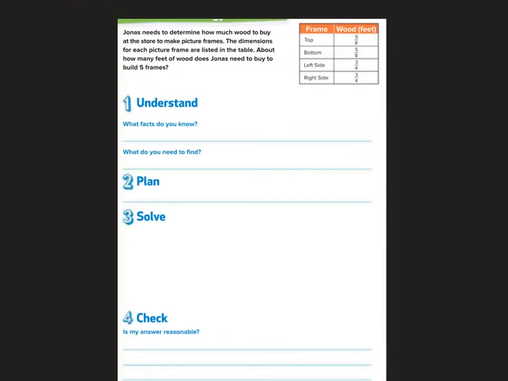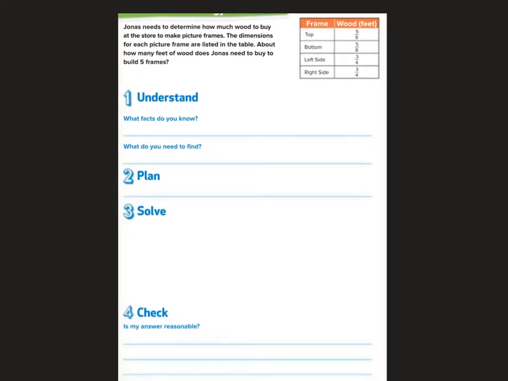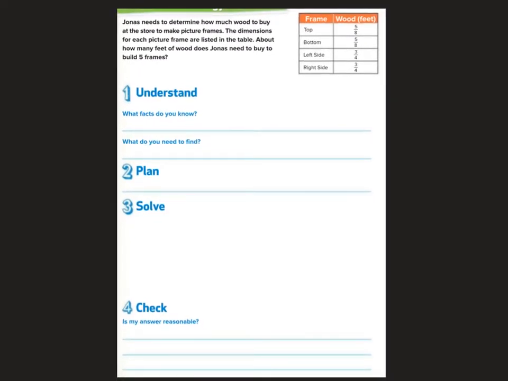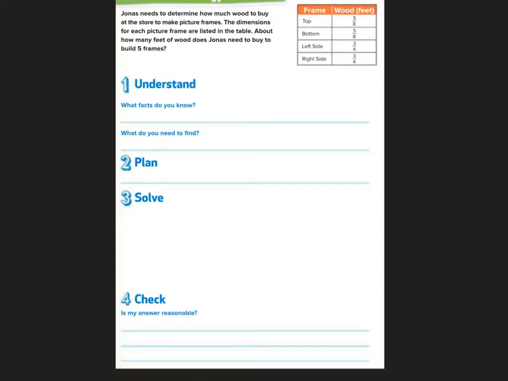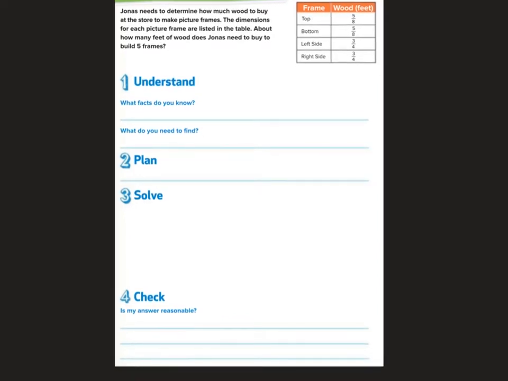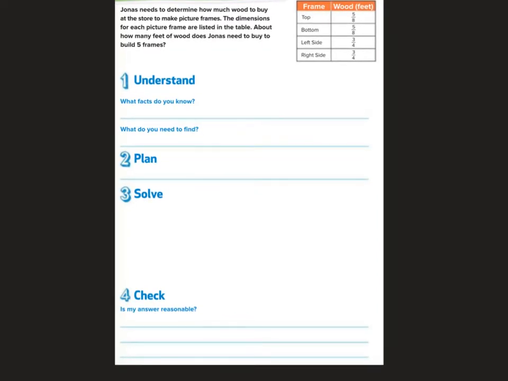All right, let's go to the next one. Here we have Jonas needs to determine how much wood to buy at the store to make picture frames. The dimensions for each picture frame are listed in the table. About how many feet, so again, there's that word about. Do I need an exact answer? No. About how many feet of wood does Jonas need to buy to build 5 frames?